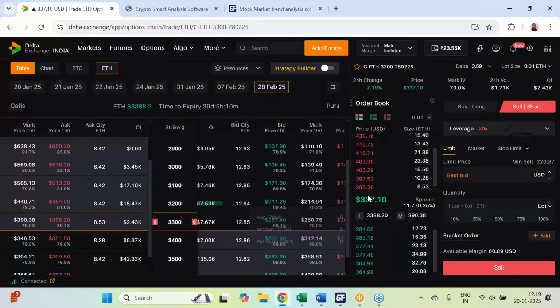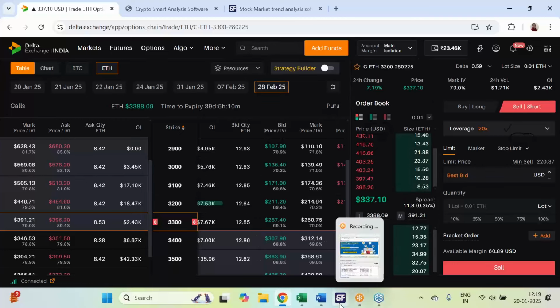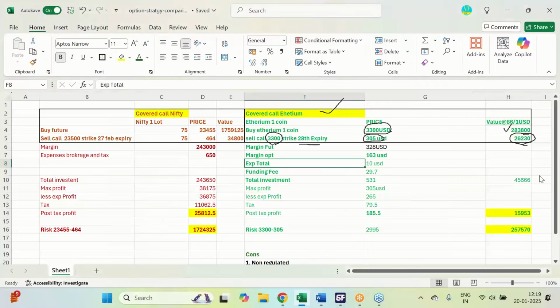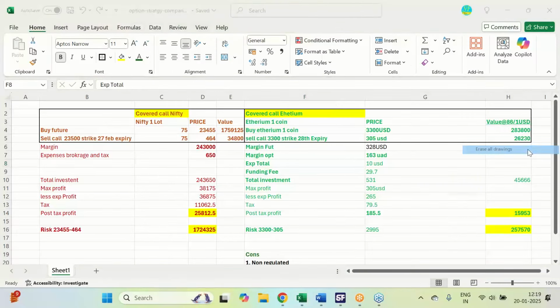So 3,300 is quoting at 384 rupees. I just focused on the right side, so it was put option. Fine. So you have seen this is the correct price. Now do a comparative analysis. Now from this particular trade, how much margin do we require? Here margin will be taken separately for future, separately for option.